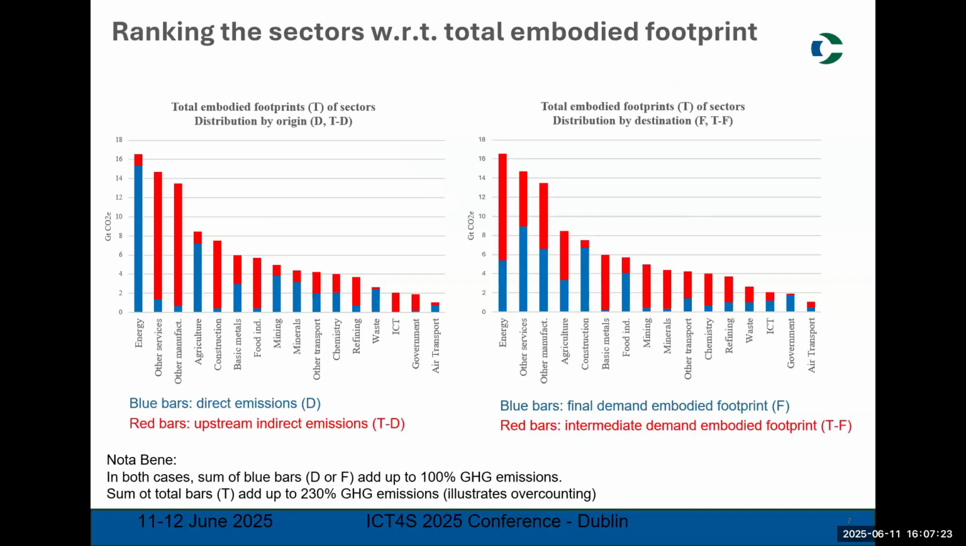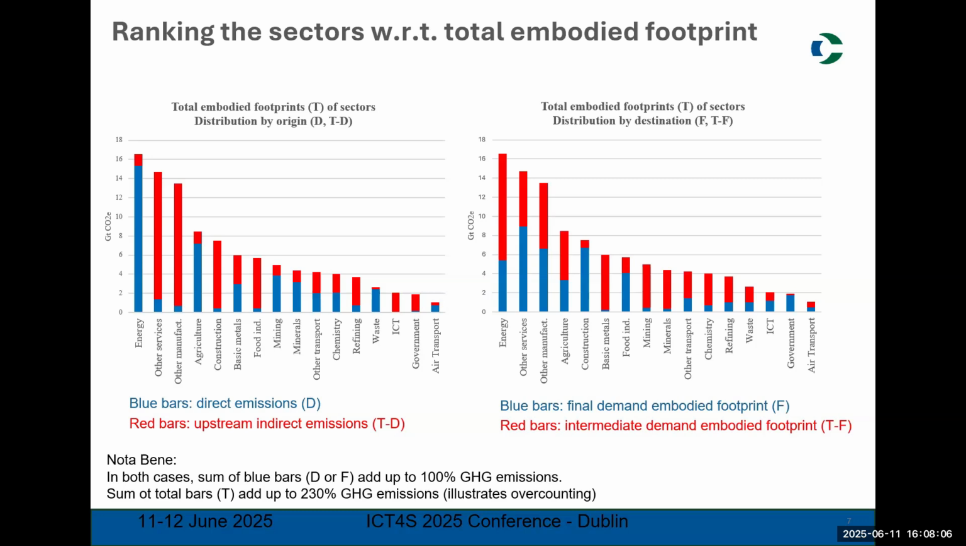So now breaking down this three-dimensional plot in two histograms, we first rank the sectors with respect to their total embodied footprint in decreasing order. On the right histogram, you can see a split by destination of the T footprints between final demand footprints and intermediate demand footprints, final in blue and intermediate in red. On the left histogram, you can see a split by origin of the T footprints, whether it originates from direct emission in blue or indirect emission.